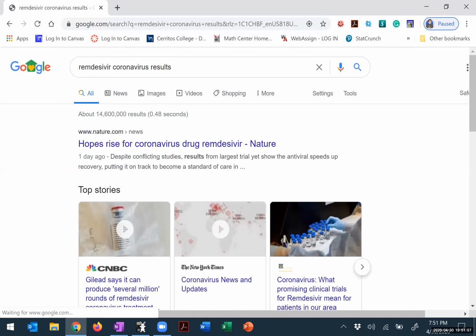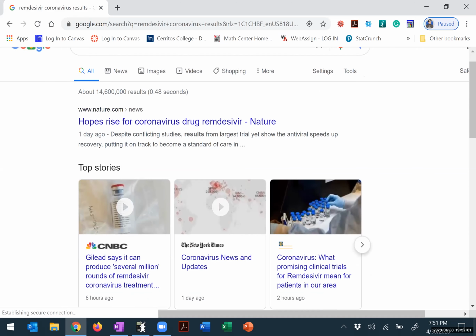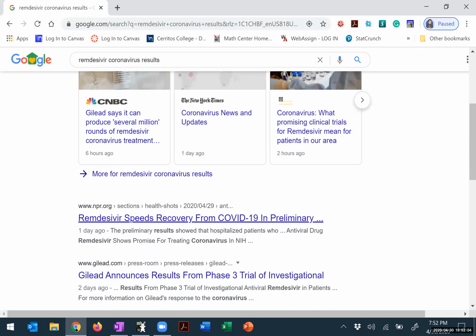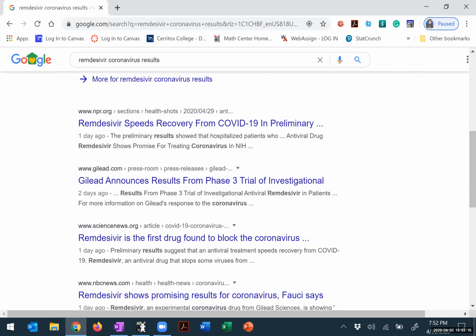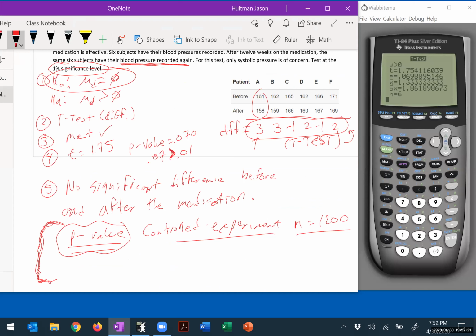Okay, so now I'm not here to get political or whatever. I could care less about the politics of the whole thing. But it says remdesivir went through phase 3 trial. First drug found to block the coronavirus. It's a first step, but he gave the p-value, which was kind of cool. He said the p-value was like 0.01, and so I thought that was kind of cool.